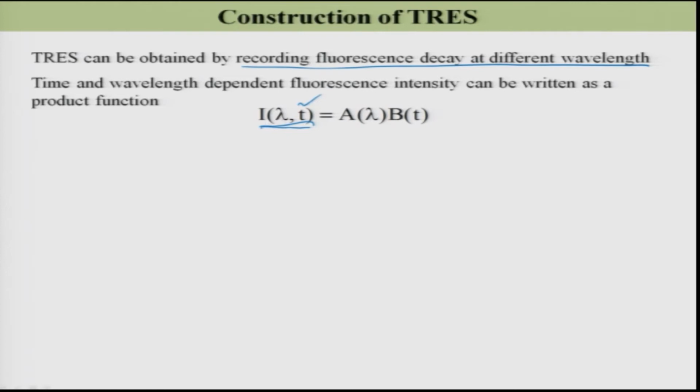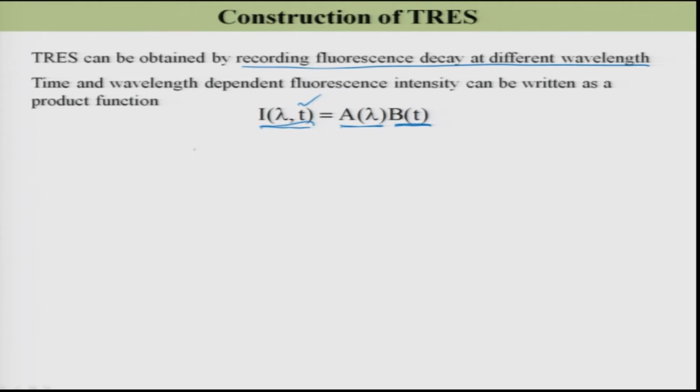Here we can say that I, which is a function of lambda and t, can be written as a of lambda times b of t. So, a quantity which depends only on lambda, this is my Stokes shift part, and this is my natural lifetime part, a lambda into b t. Earlier I showed you that this b t is exponential in nature.